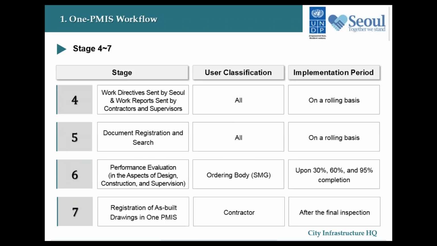Next, in stage 4, you can see that PMIS enables Seoul government officials to issue instructions such as project directives online. And then based on these instructions, the work will be carried out at the field. Next, in stage 5, users will be able to register and search various types of documents that are created in the course of the project implementation. Stage 6 is the performance evaluation. And then after the completion of the actual building, in stage 7, the contractors will register the as-built drawings on the PMIS.